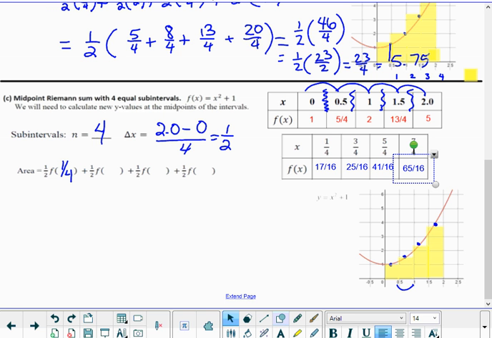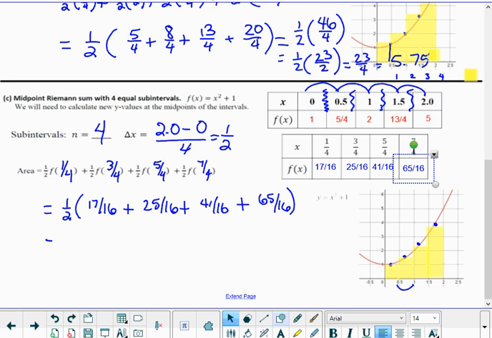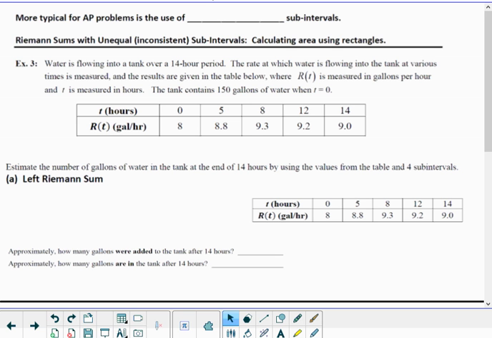This was evaluated at 1/4, 3/4, 5/4, and 7/4, giving us 1/2 of a height of 17/16 plus 25/16 plus 41/16 plus 65/16. And I'm going to make it easy on us. I've got the number. It came out to be 4.625. Check back between your left, your right, and your mid. Mid ended up being in the middle somewhere, didn't it? Or in between. I wouldn't say necessarily in the middle.